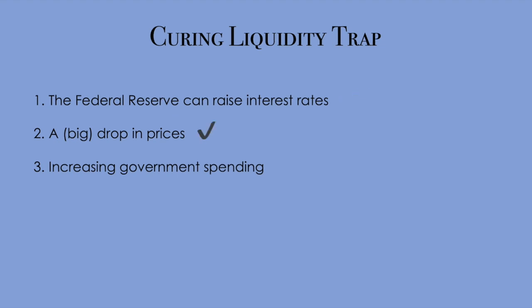The second one is a big drop in prices. When this happens, people just can't help themselves from spending money. The lure of lower prices becomes too attractive, and savings are used to take advantage of those low prices. The third one is increasing government spending. When they increase the spending, it implies that the government is committed and confident in the national economy.